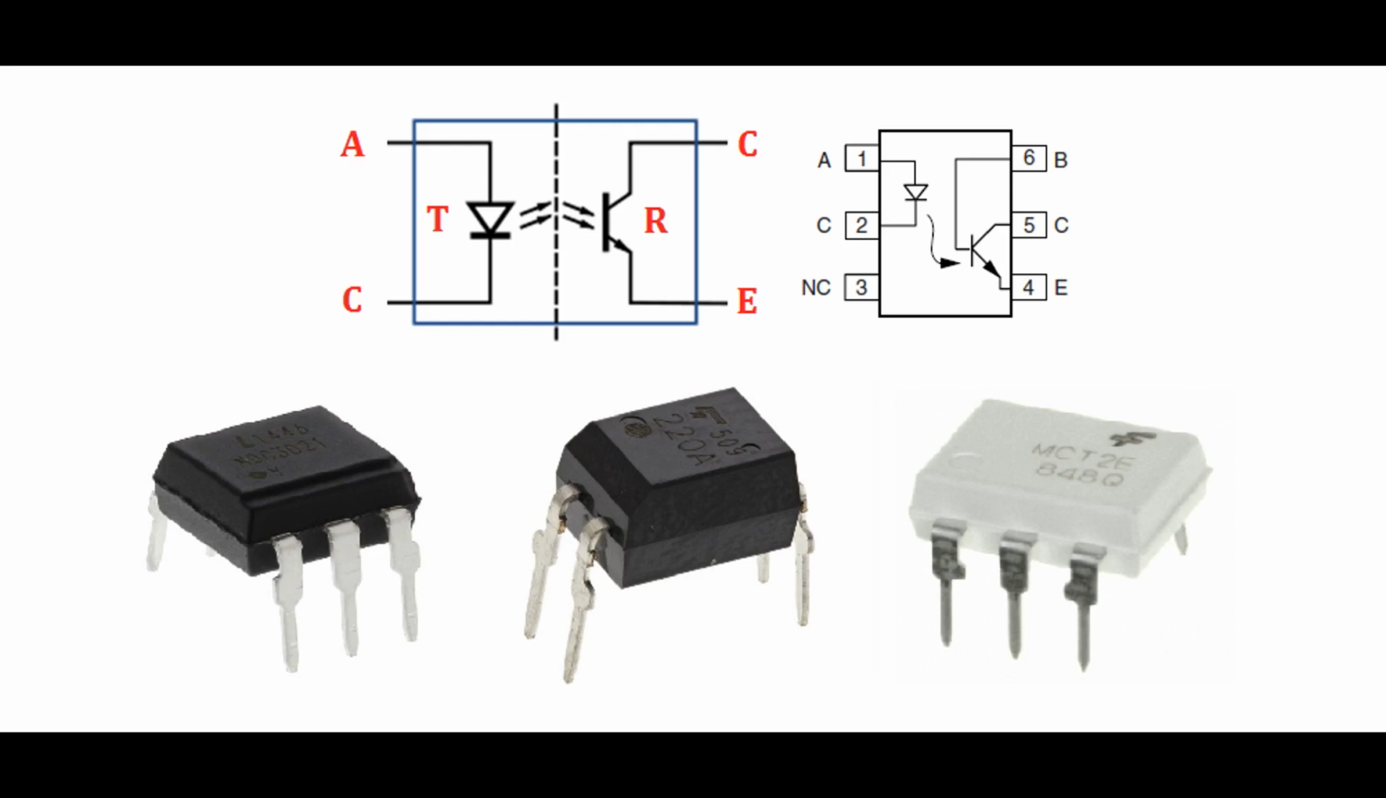Transformers are another example of a galvanic isolation component, where electrical energy is transferred from one coil to another through electromagnetic induction without direct electrical contact. Overall, galvanic isolation plays a vital role in enhancing the safety, reliability, and performance of electrical and electronic systems in a wide range of applications.